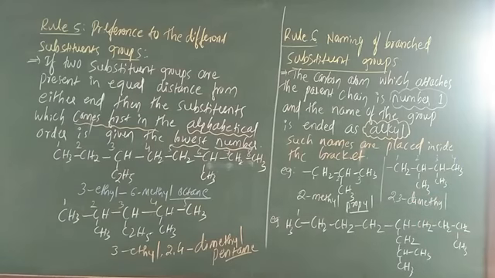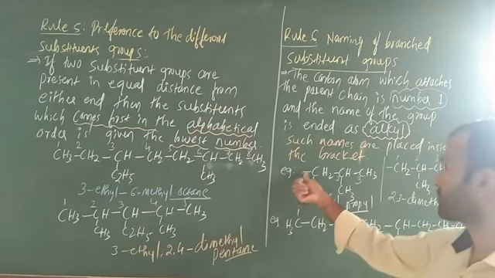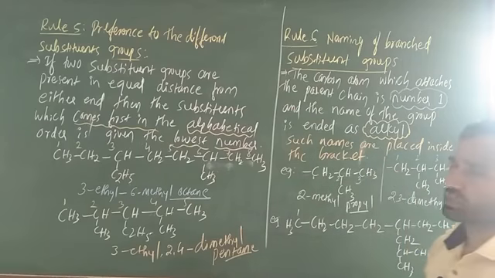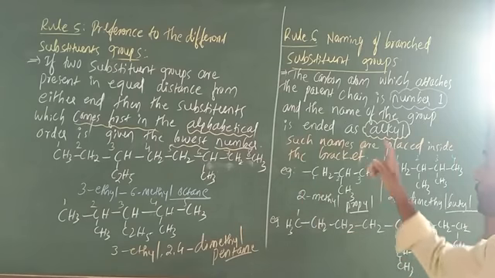How many carbons are there? Total 4 carbons. You must write butyl. Don't write butane, because rule number 6 says that if the branched chain is there, you must mention the alkyl form. Next, this is the last example, rule 6.